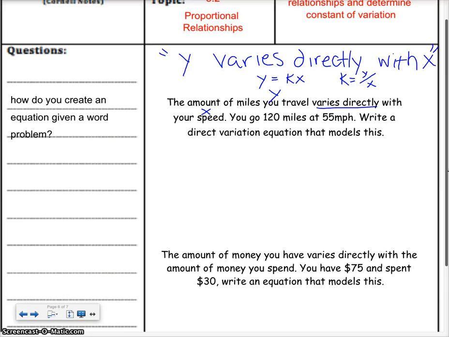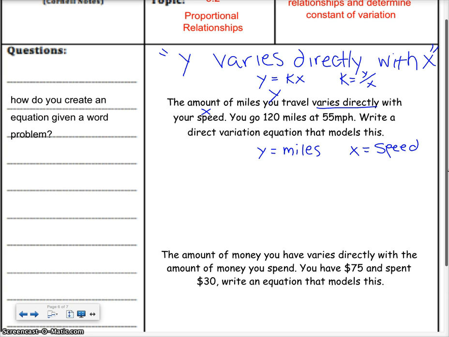You go 120 miles at 55 miles per hour. Write a direct variation equation. Okay, so what is my Y? Well, it's miles, right? So Y is my miles, because they're talking about miles there, the miles we travel. And my X, what is after it? Speed. My X is my speed. So I know that X is speed, Y is miles.